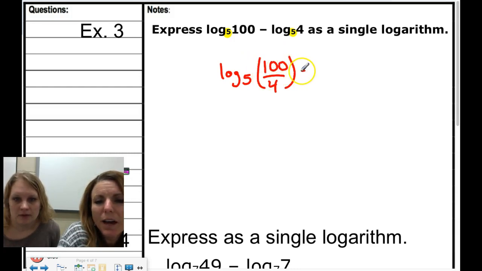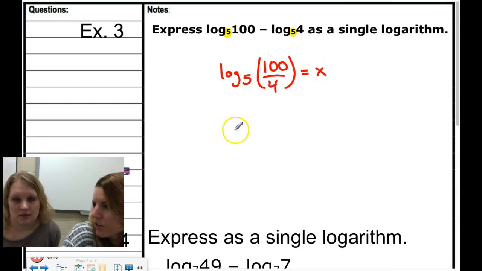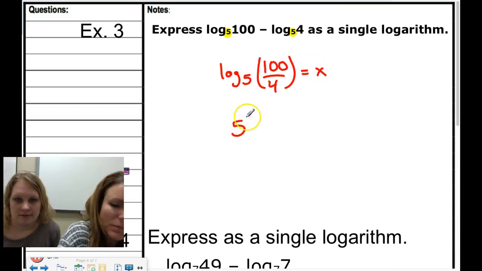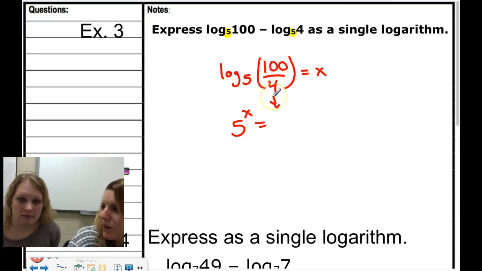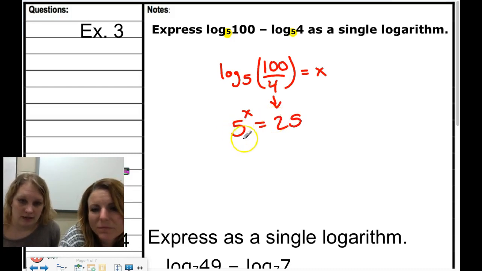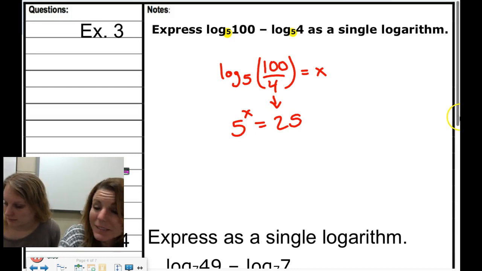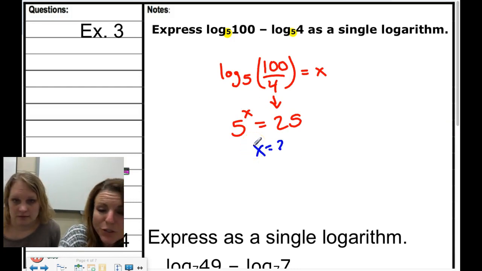Well, we know that equals x, right? Do you want to just start doing that right away? Sure. So we got 5 to the x equals, well, what is 100 divided by 4? That's going to be 25. Well, then that's 5 squared. Exactly. That's 25. Answer's 2.